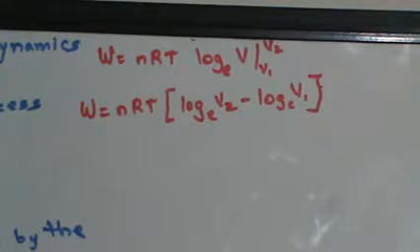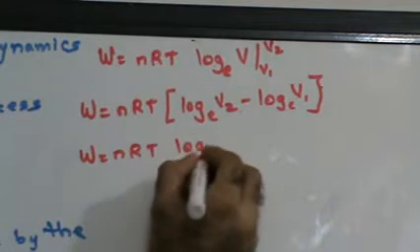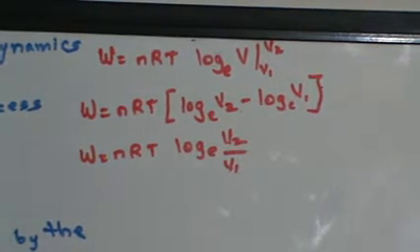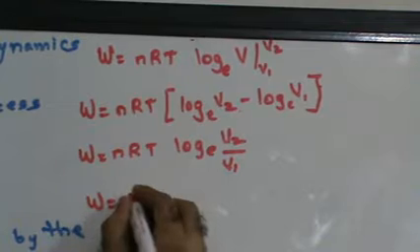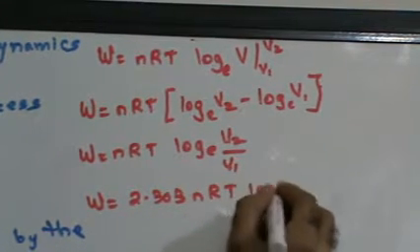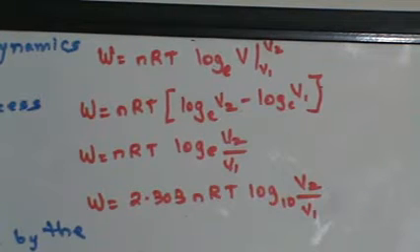But log A minus log B is nothing but log A upon B. So W is equal to nRT log V2 upon V1 to the base e. To convert from base e to base 10, you have to multiply by the conversion factor 2.303. Therefore, W is equal to 2.303 nRT log of V2 upon V1 to the base 10.